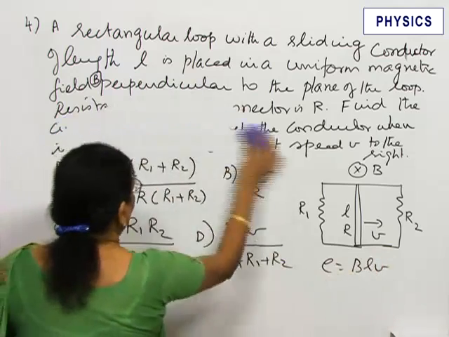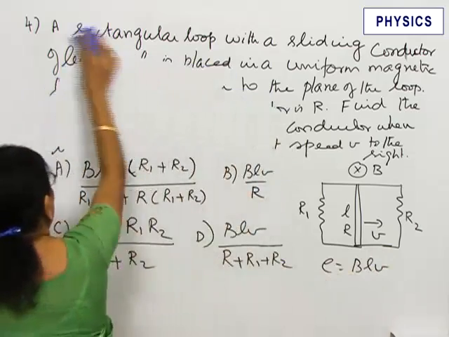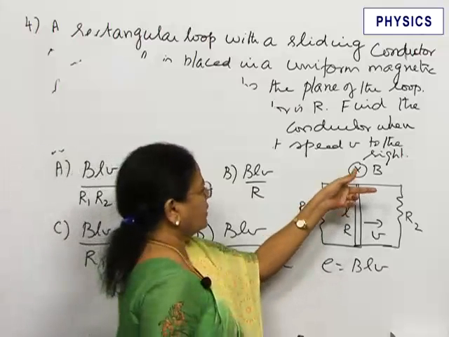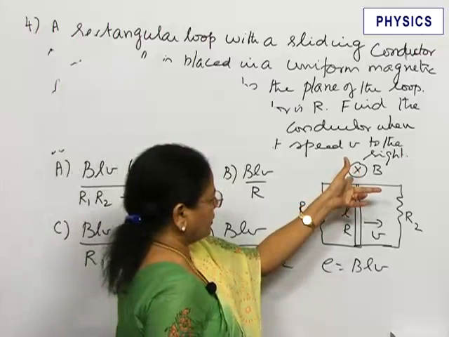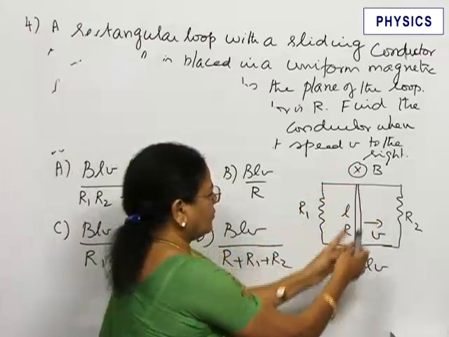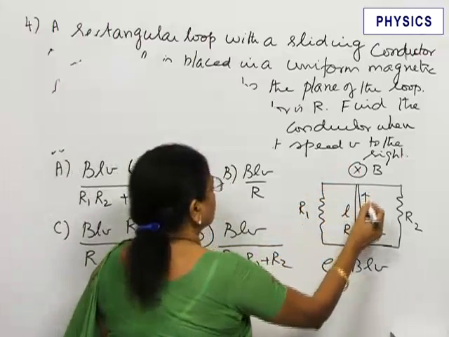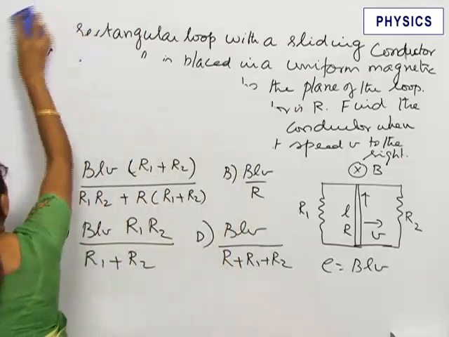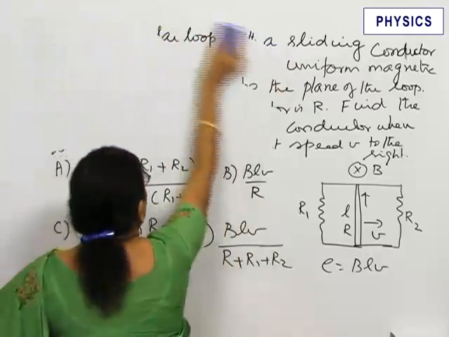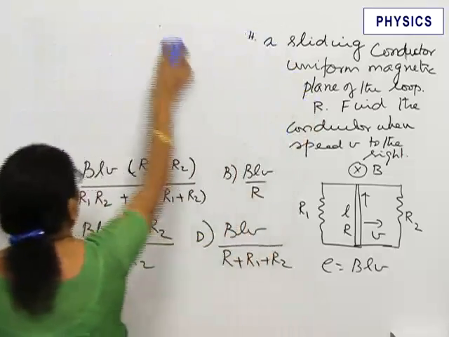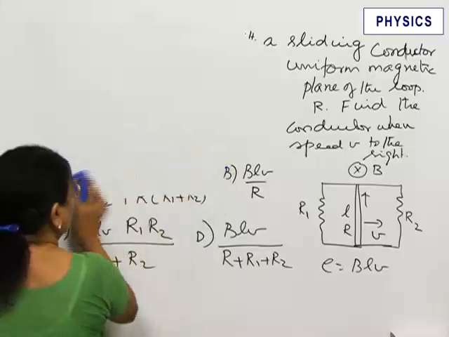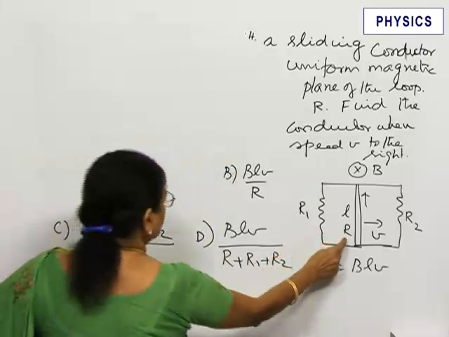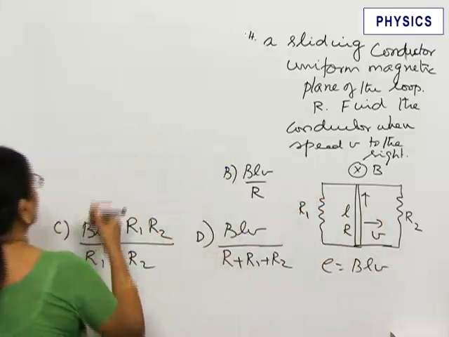Applying Fleming's left-hand rule, you see the direction of the current in the conductor. So you take the magnetic field into the paper, and this is the direction. So current flows upward. So this is the direction of current. So we can consider this rod now as a battery of internal resistance capital R. Resistance of the connector is given as R. So you can take it as a battery source of internal resistance R with these two resistances in parallel.